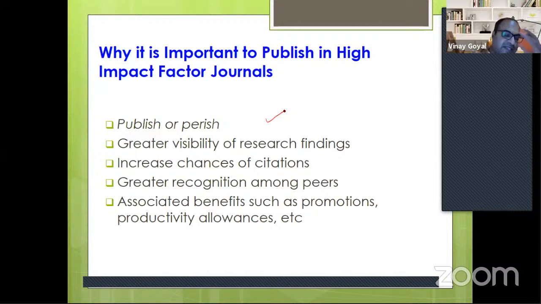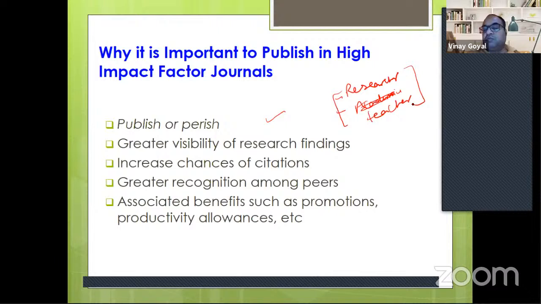To make sure that you are known as an acclaimed academician, research is mandatory. There are two things which an academician has to think about. He should be a researcher, and he should be a teacher. These are the two things which qualify you to become an acclaimed academician.